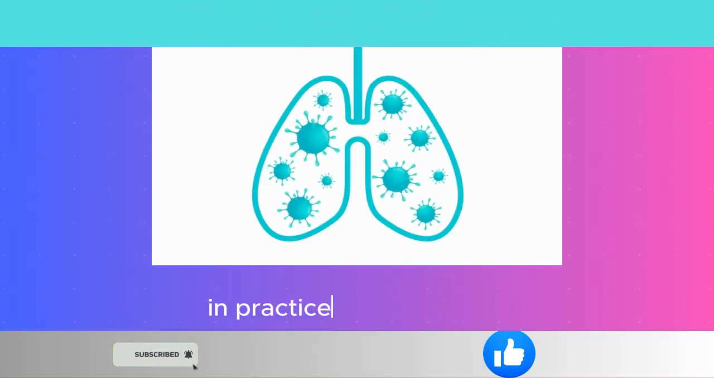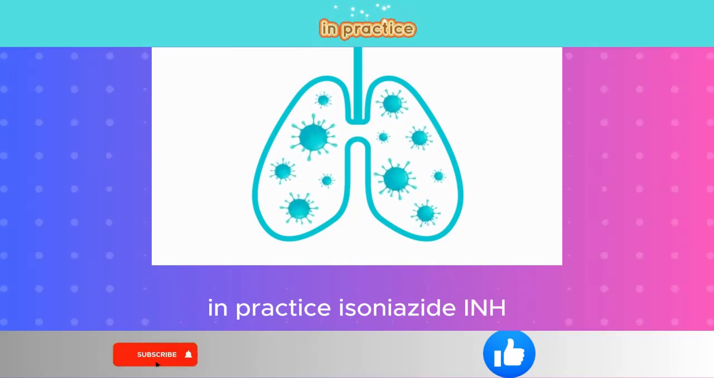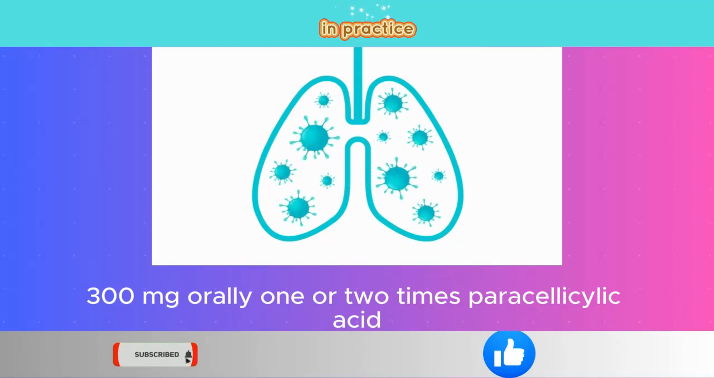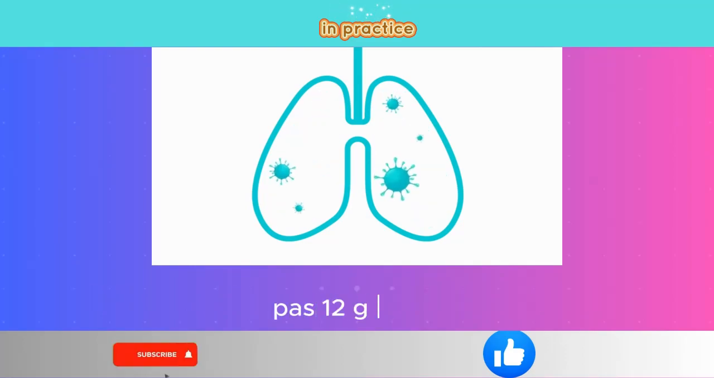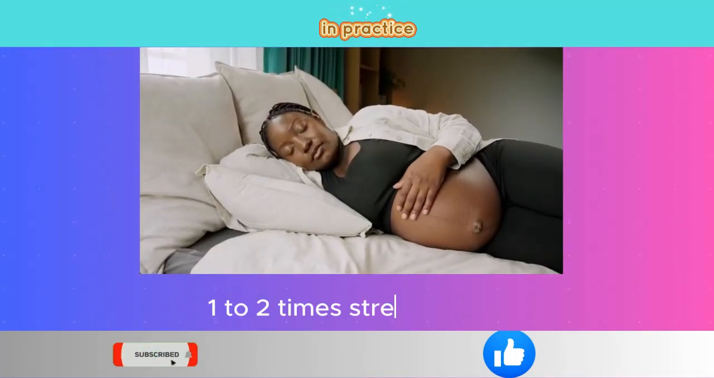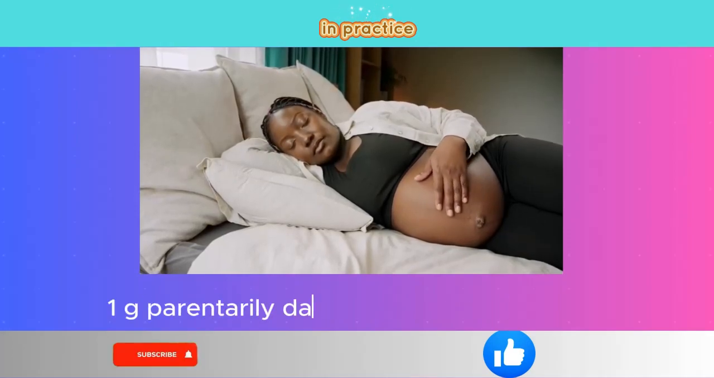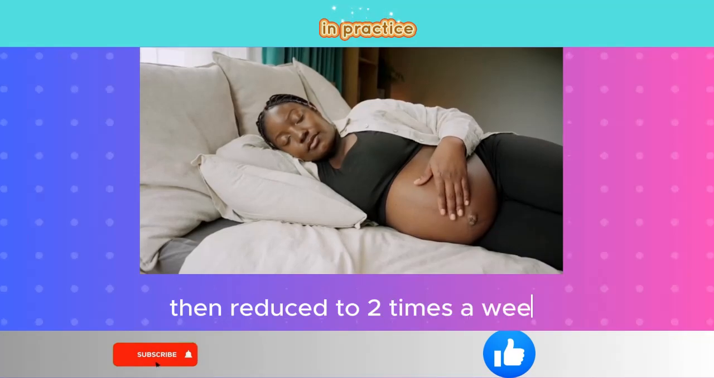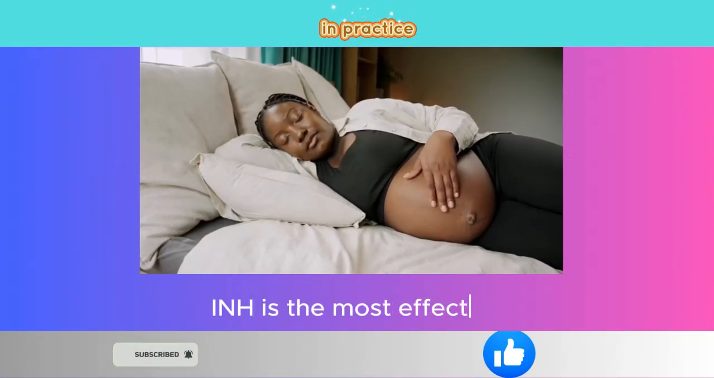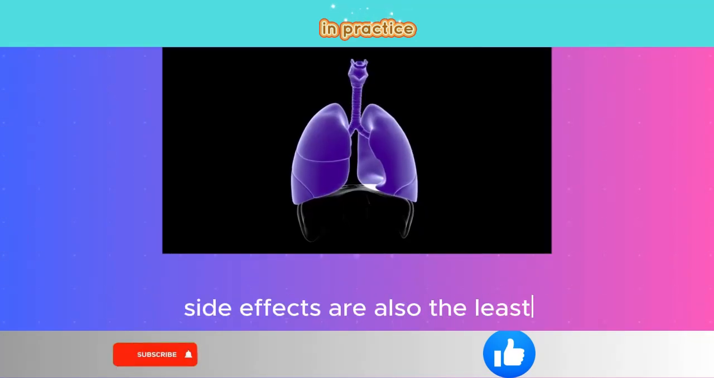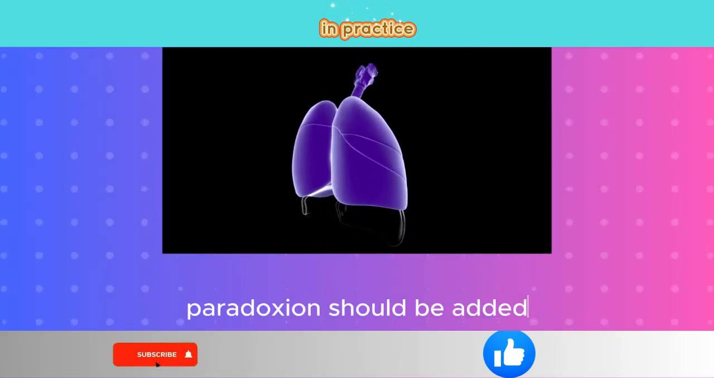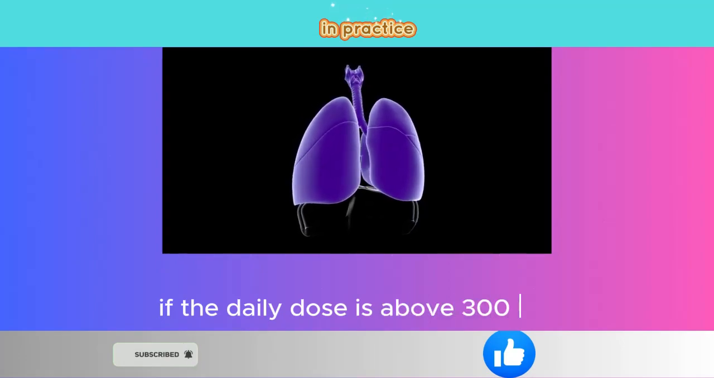In practice, isoniazid, INH, 300 mg orally 1 or 2 times. Para-aminosalicylic acid, PAS, 12 g orally 1 to 2 times. Streptomycin, 1 g parenterally daily. Initially 6 days a week, then reduced to 2 times a week. INH is the most effective. Side effects are also the least. It should be included in every combination. Pyridoxine should be added if the daily dose is above 300 milligrams.